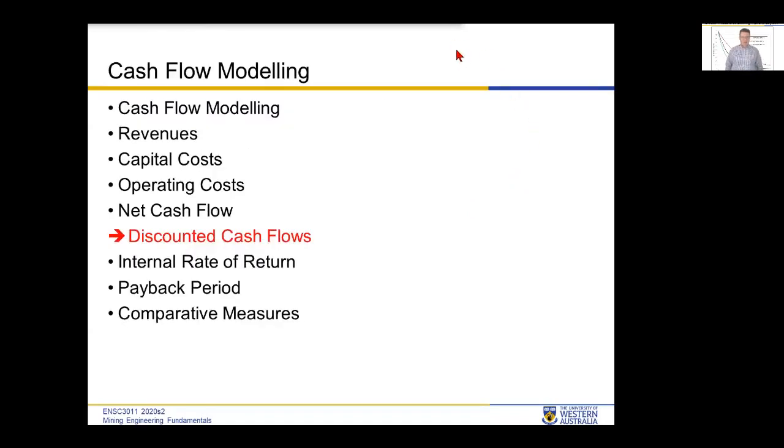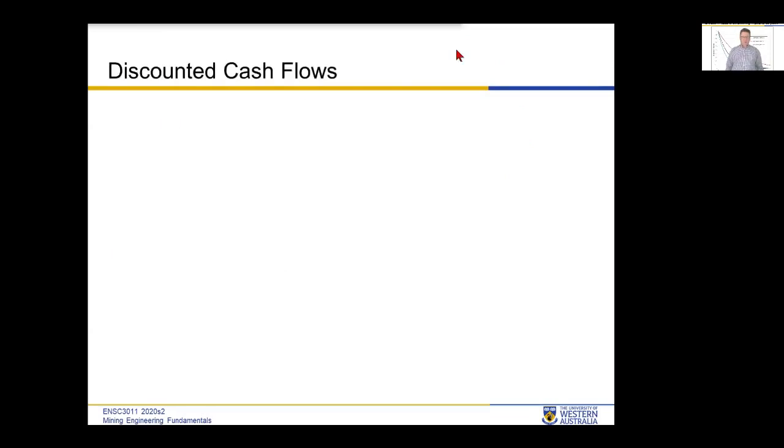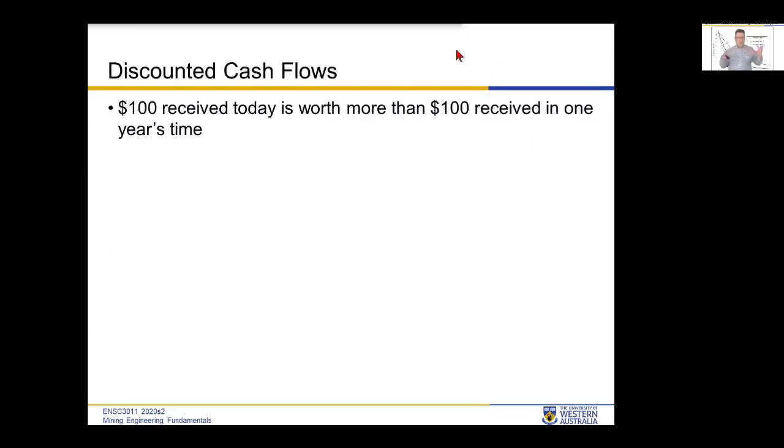Let's look at discounted cash flows. This all works on the basis that $100 received today is worth more than $100 received in 1 year's time. If I said to you, I will give you $100 now or $100 in a year's time, that's assuming you trusted me to give it to you in a year's time, you would take $100 now. Because in theory, you could do something with $100. You could put it in the bank and come out with $100.01. You could use it for enjoyment. You could use it to generate more wealth. So money today is worth more than in a year's time.